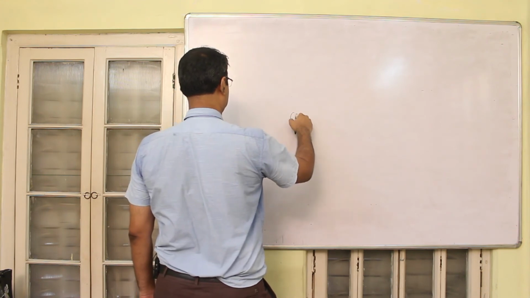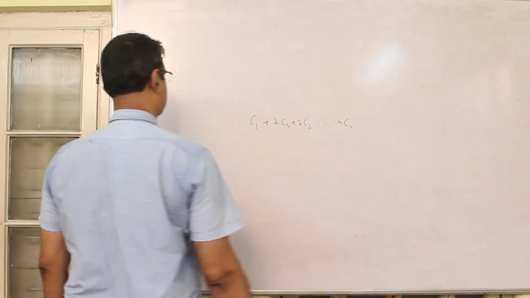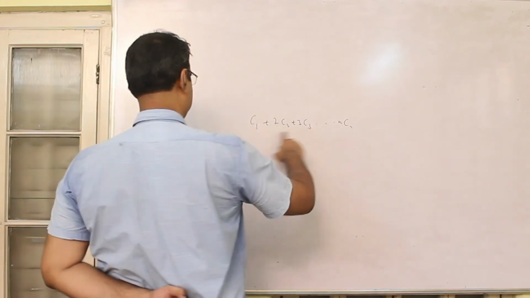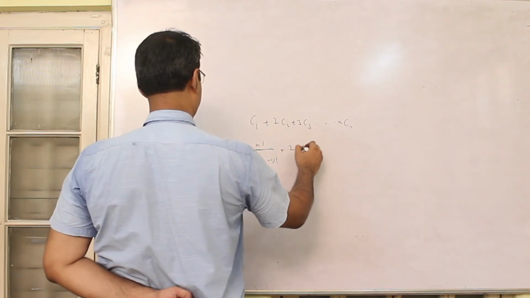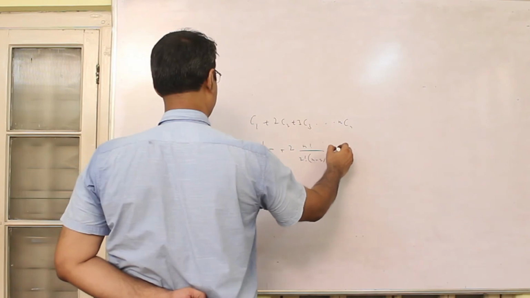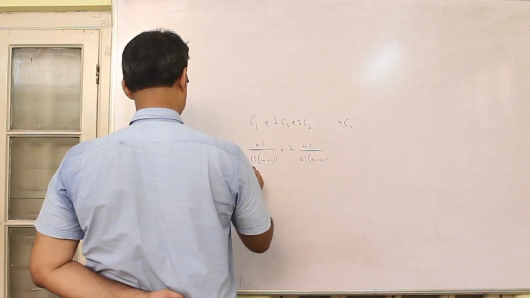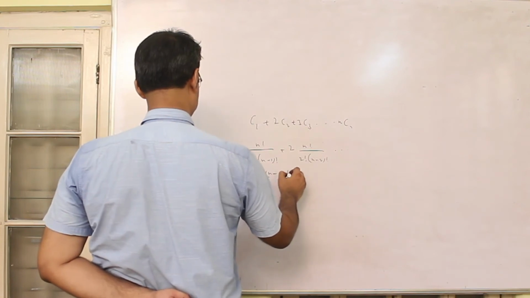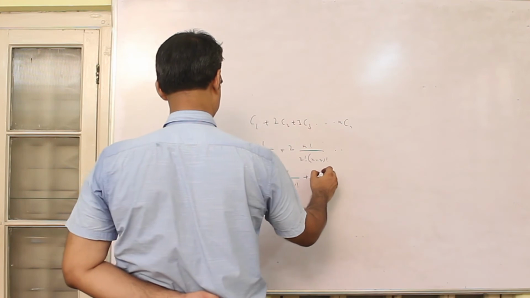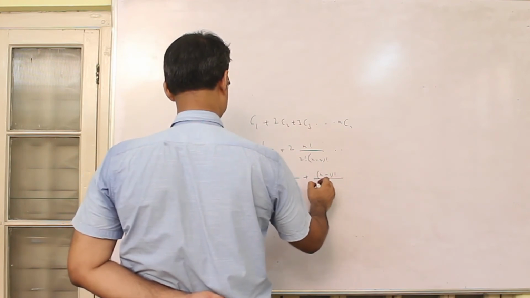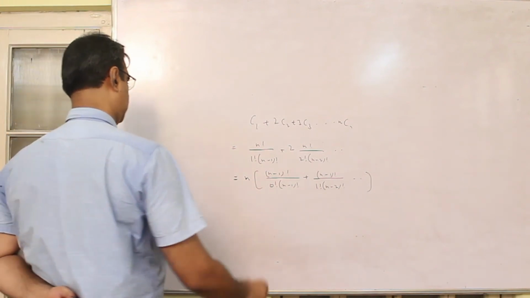Suppose you want to find the value of a series like this: c1 plus 2c2 plus 3c3 up to ncn. Suppose you want to find the value of this series. So we can write all the terms like this. So after taking n common from every numerator, we get a series like this.